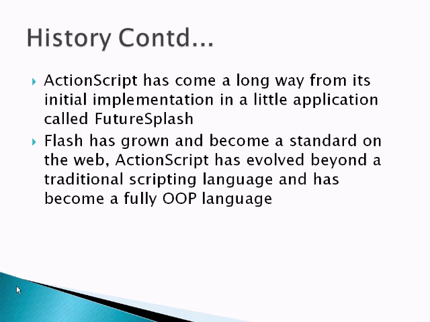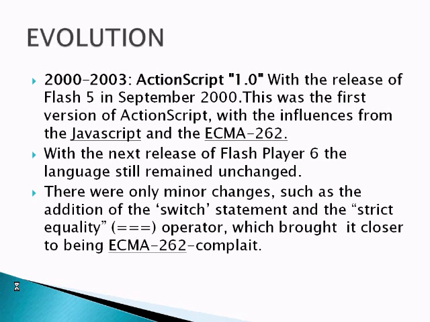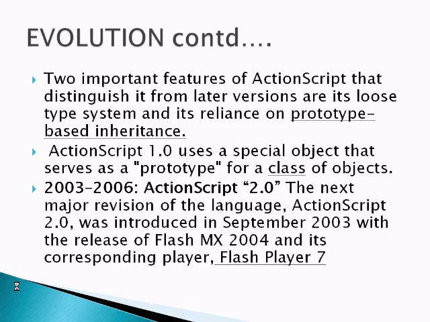Moving on to the evolution, ActionScript 1.0 came in September 2000 with Flash 5. This was the first version of ActionScript which came with influences from JavaScript and ECMAScript. With the next release, Flash Player 6, the ActionScript language remained largely unchanged, but there were minor changes such as the addition of the switch statement and the strict equality operator. ActionScript 1.0 uses a special object that serves as a prototype for a class and objects.